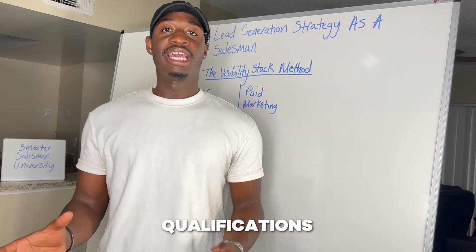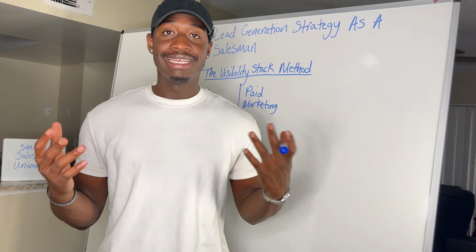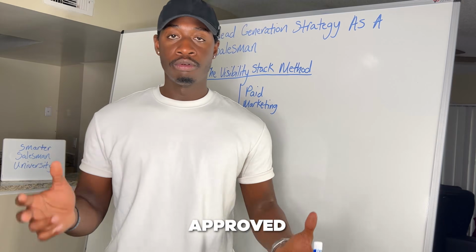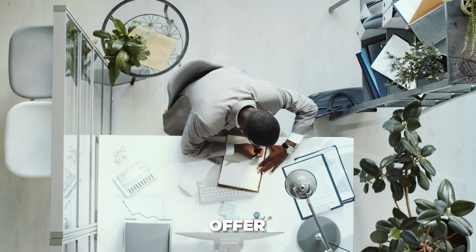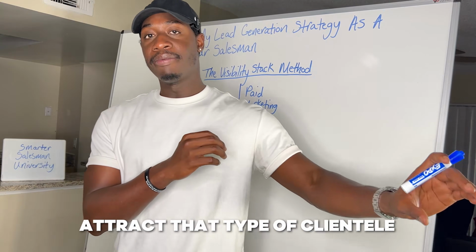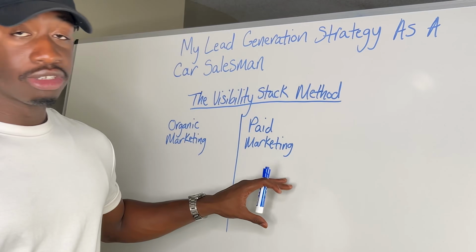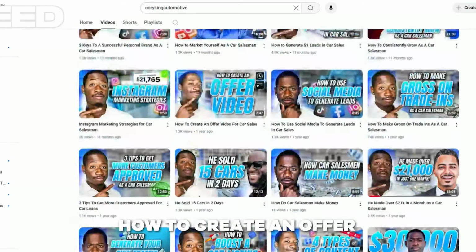Like, what type of qualifications does this avatar need to have in order for you to be able to help them and get them approved, essentially. Once you have an idea of that, then you can go ahead and create an offer around that to attract that type of clientele, right?